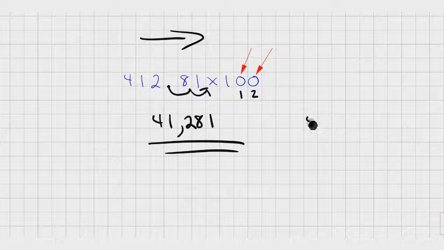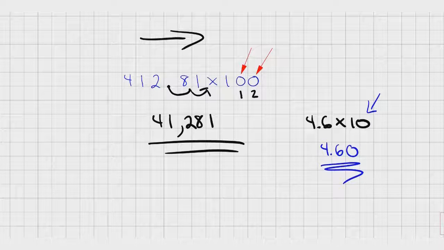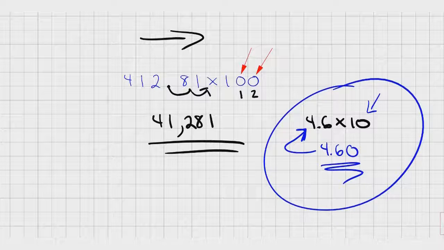If I gave you a problem like 4.6 times 10, and as you can see, you have 1 zero. If you just add a 0 to 4.6, you basically have done nothing. This is the same answer as here. So the best way to solve these problems is to move the decimal. Don't just add a 0. It doesn't always work. But if we move the decimal 1 space for that 0, then we get 46, which is the correct answer. Don't just be thinking add a 0 and you're done. Move the decimal. So the answer for problem number 1 is 41,281.